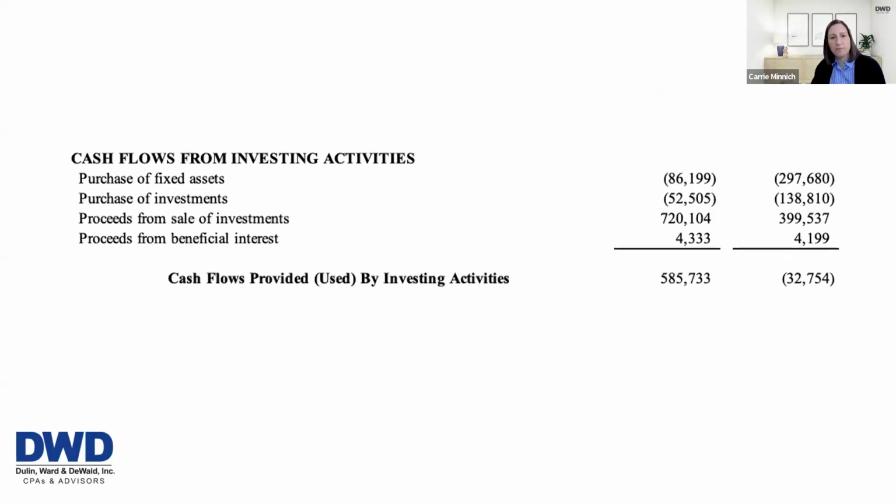Next is cash flows from investing activities. This is money that we're investing into our organization, whether it be purchasing fixed assets or maybe putting cash into investments. So we're investing in the organization. Sometimes we buy a lot of fixed assets in a year, or we put a good chunk into investments, and that's fine. This year, we actually got money out of investing because of the sale of investments.